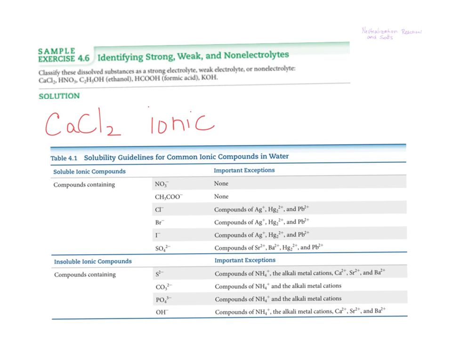So let's practice. We're going to classify these dissolved substances as strong electrolytes, weak electrolytes, or non-electrolytes. The first one is calcium chloride. In order to decide if that's a strong electrolyte, weak, or not at all, first we have to decide what it is. Well, calcium chloride is ionic. I'm going to look on my solubility rules. I see here chlorides are always soluble unless they have these things in, but this is calcium chloride. So calcium chloride is soluble. And if it's soluble and it's ionic, it's going to be a strong electrolyte. So this is strong.